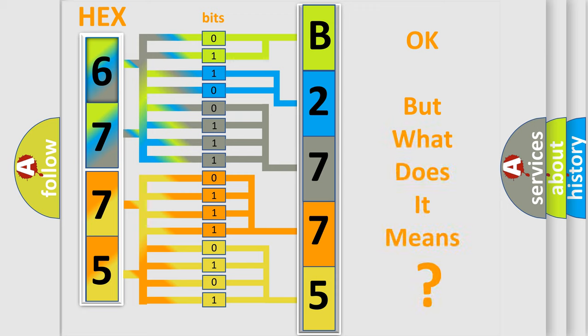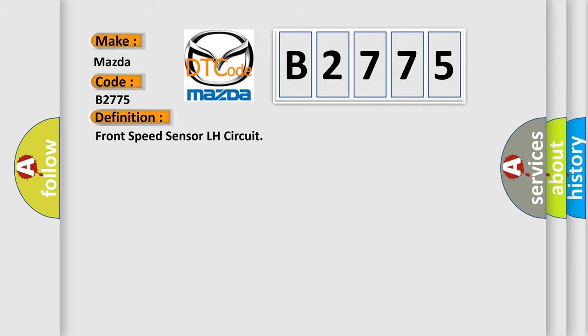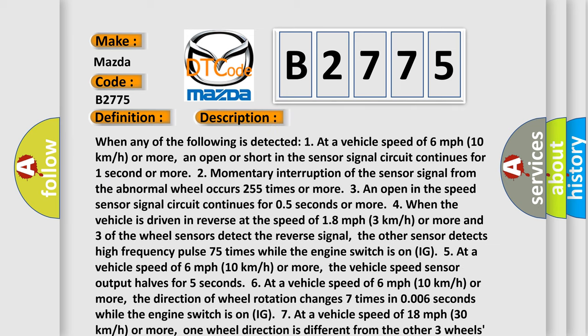The number itself does not make sense to us if we cannot assign information to what it actually expresses. So, what does the diagnostic trouble code B2775 specifically interpret for Mazda car manufacturers? The basic definition is front speed sensor LH circuit. And now this is a short description of this DTC code.